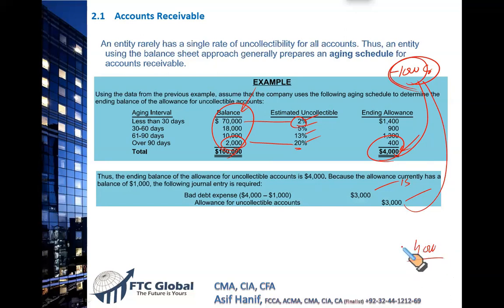And how do you report it to the balance sheet? You write your gross receivables, $100,000. And from this, you deduct the new balance of allowance. $96,000 is your net realizable value of your account receivables.